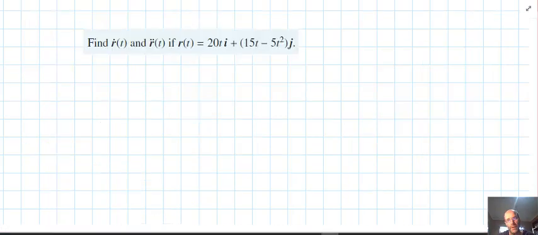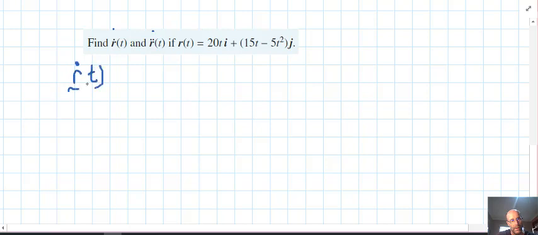Here's a fairly simple example, and it's just in 2 dimensions, and a lot of the questions are, not all of them are in 3 dimensions. So we've got to find the velocity vector and the acceleration vector based on the position vector given. So finding this here, r dash of t, or r dot of t, or the velocity, we take the derivative of the 20t with regards to t.